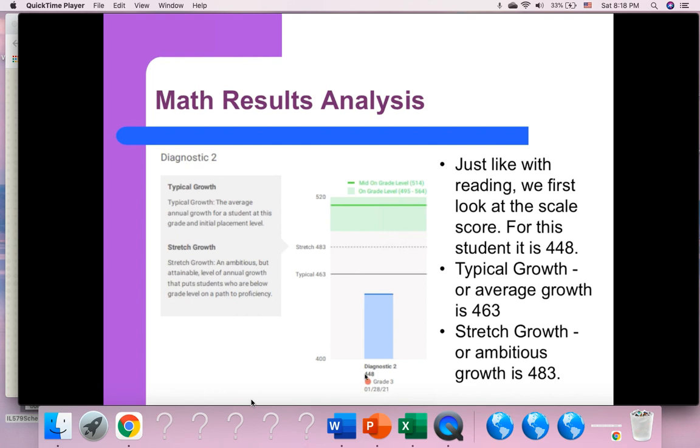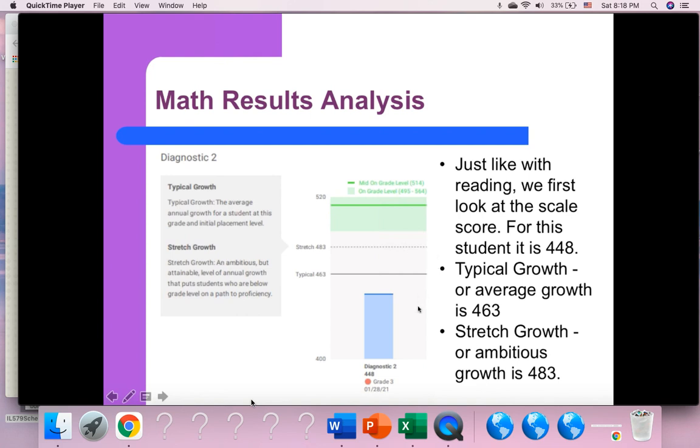So it just gives us an idea of what to do, the direction that we can take as teachers to help that child get to where they need to be. So once again, look at the green area at the top, and that green area stands for being on grade level. So anywhere in that green area would mean that child is on grade level.